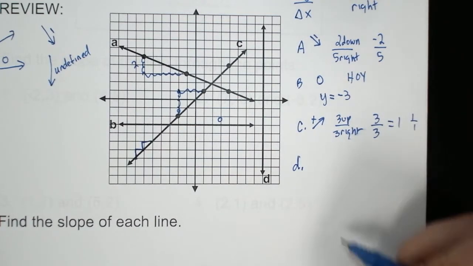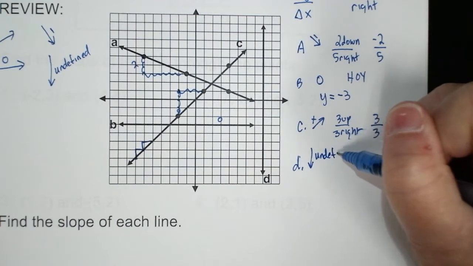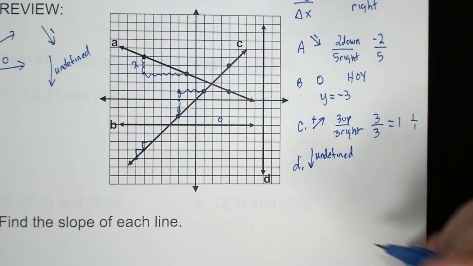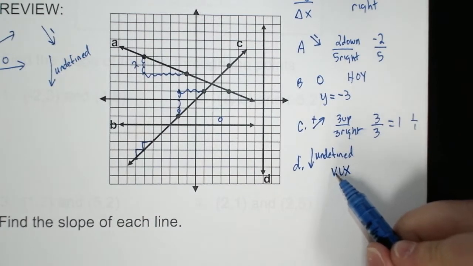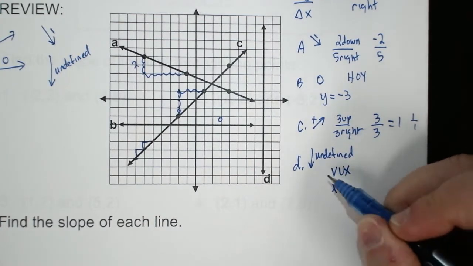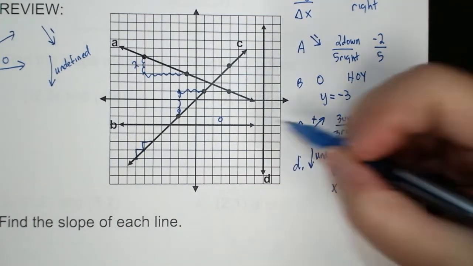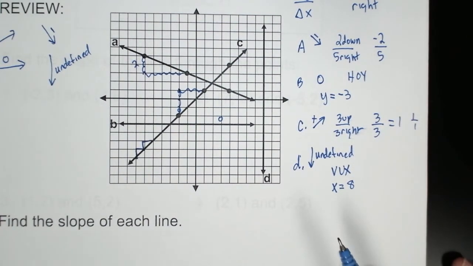D is like this. It's undefined. Anytime that you write undefined, you're going to write the acronym VUX. Stands for vertical line, undefined slope, x equals a number. And x is, and this is actually sitting at x equals 8. So A and C, we found just the slope. B and D, we not only found the slope, but we found the equation of the line.